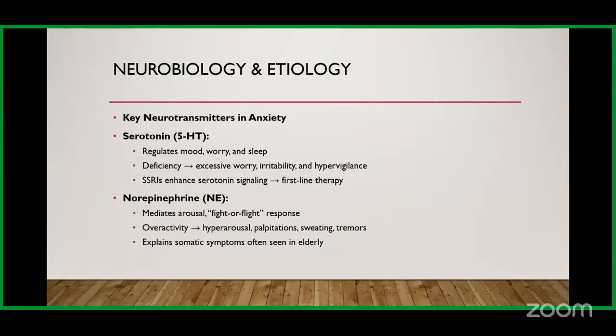Number two is norepinephrine. It normally mediates arousal, the fight or flight response. Its overactivity, as in anxiety disorders, leads to hyperarousal, palpitations, sweating, and tremors. And that explains the somatic symptoms that are often seen in elderly, and that may overlap with other medical conditions like thyroid disorders, for example.